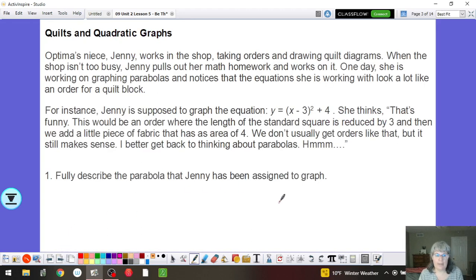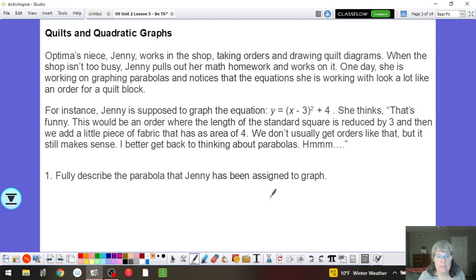So let's go back to Optima. Her niece works in the shop, taking orders and drawing quilt diagrams. When the shop isn't too busy, she takes out her math homework and works on it. One day she is working on graphing parabolas and notices that the equations she is working with look a lot like an order for a quilt block.